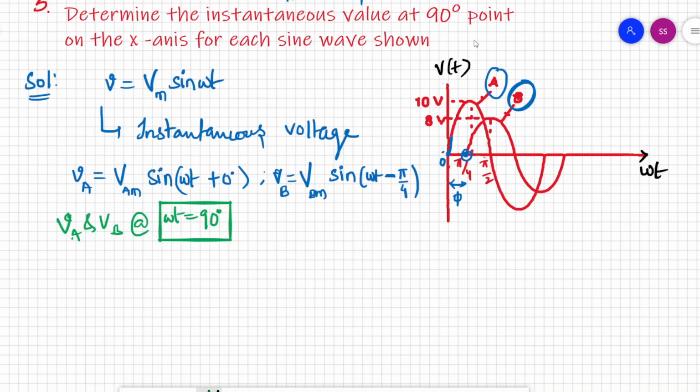Determine instantaneous values at 90 degrees point on x-axis for each sine wave. So what is the value of each and every waveform at 90 degrees time period? So that was the question. Okay, now let us find it.